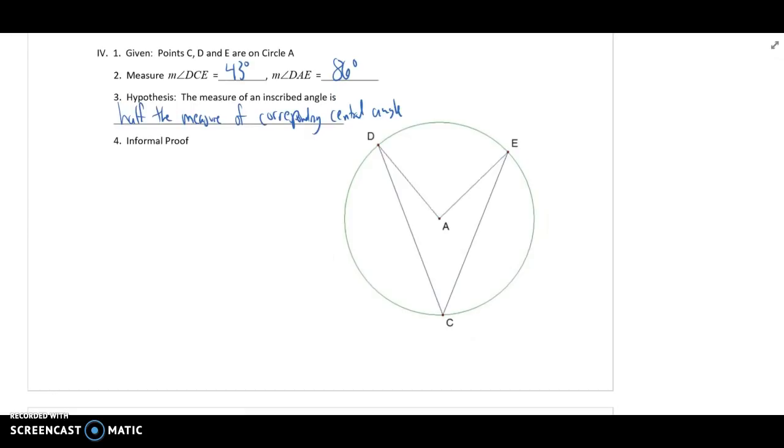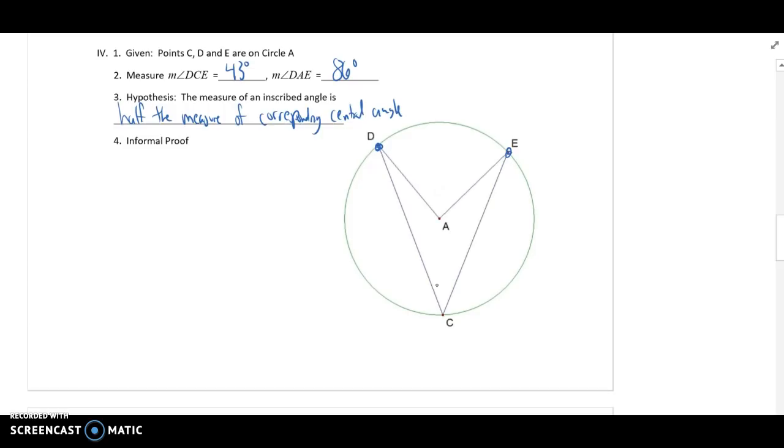Number 4, this is an interesting one. Angle DCE is called an inscribed angle. Its vertex is on the circle itself. In other words, this is kind of like an inscribed polygon or inscribed triangle if we were to connect segment DE. So we have this inscribed angle DCE and a central angle DAE. They both have the same endpoints of D and E. The measurement of angle DCE is 43 degrees. The measurement of angle DAE is 86 degrees. And so my hypothesis is the measure of this inscribed angle is half the measurement of the corresponding central angle. This is kind of a neat one.